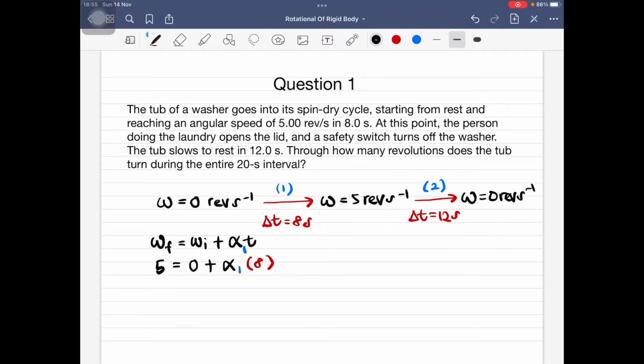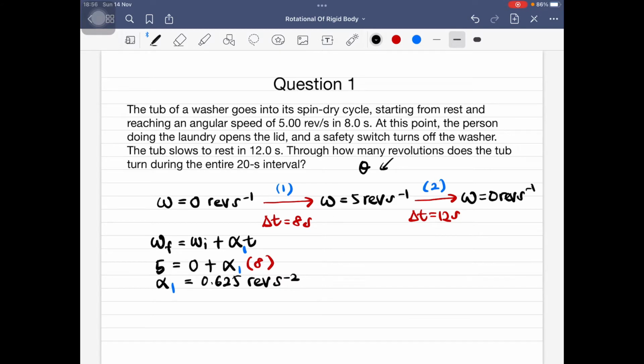Okay, so from there kita akan dapat nilai angular acceleration untuk first part will be equal to 0.625. Okay, the unit will be revolution as well, but this is acceleration, so it will be revolution per second squared. Okay, once we have the angular acceleration 0.625, then I can use that to find the revolution. Okay, so the revolution, which means we want to find the value of theta, or the angle.